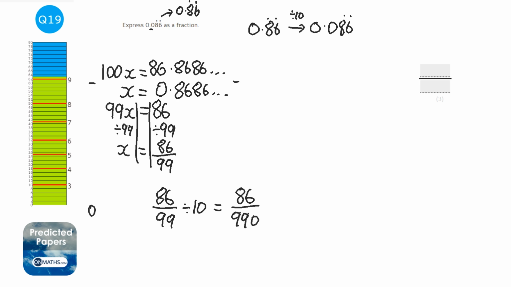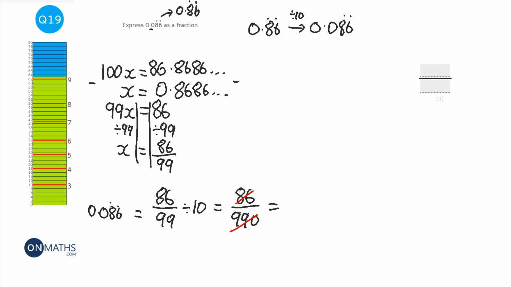And we should write 0.086 recurring equals, to show the examiner that that's what we're doing. Okay, so we can cancel at this point. If you have a look, we can divide top and bottom by 2. So I can show that I'm dividing by 2, so we're keeping the fraction the same.